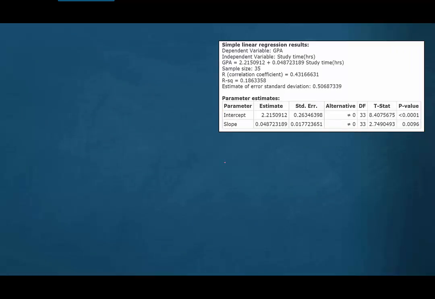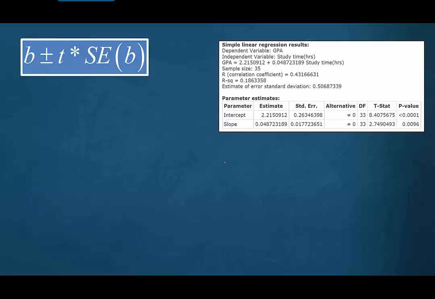So let's go back to our example that we were looking at with GPA versus study time. So here was the computer output. They'll often give you problems to create confidence intervals by giving you the computer output and asking you to create the interval. So recall our interval is b plus or minus t star, the critical value, times the standard error of b. Now we actually have b and we have the standard error of b, but what we don't have is the t star. So let's look this up.